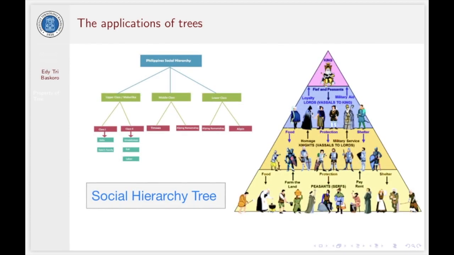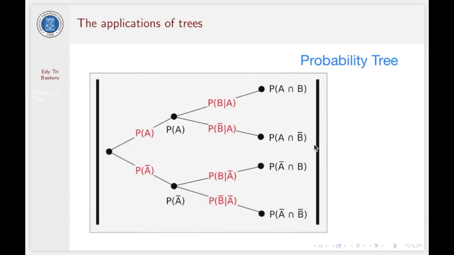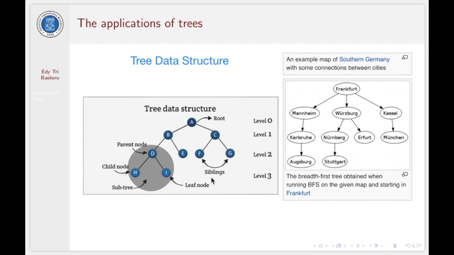We also use trees for the purpose of studying social hierarchical structures. And in this diagram, we use tree for studying probability. In the computer science, we have a lot of applications of trees. One of the important usage is for data structure.